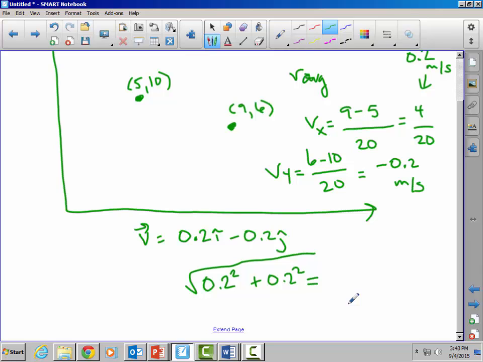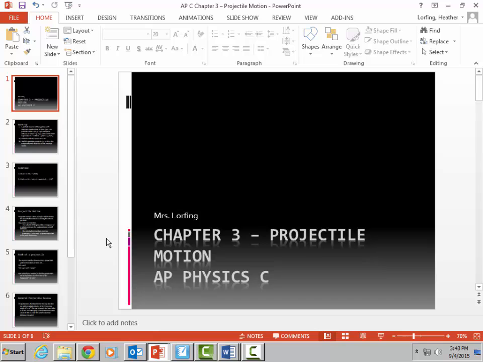So that gives us a final actual velocity of 0.29 meters per second. All right, so this is one way that we can talk about our average velocity for an object that's traveling in a position grid. So let's do a couple of examples in a PowerPoint real quick.